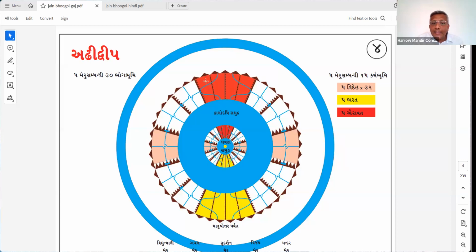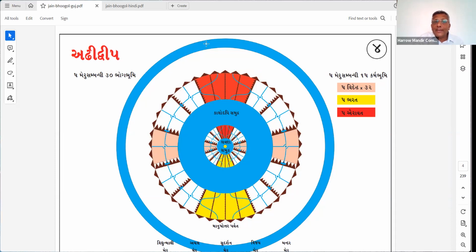Kalo Dadi Samudra. And then the next island here is Pushkar Dweep. So let me repeat it again. We have Jambudip at the center, surrounded by Lavan Samudra, then another island called Dhatki Khand, then Kalo Dadi Samudra, then Pushkar Dweep, okay? And then we have another ocean, Pushkarwar Samudra.